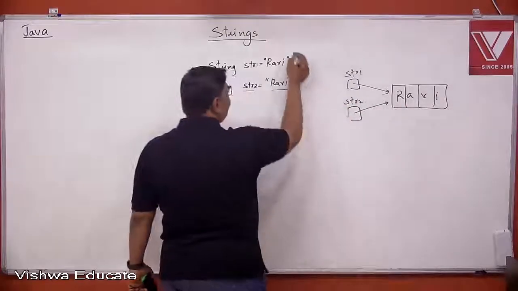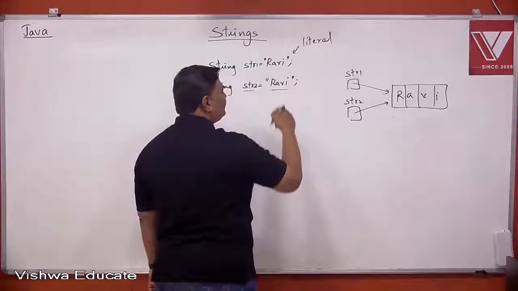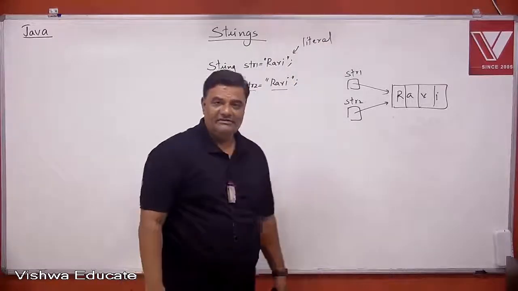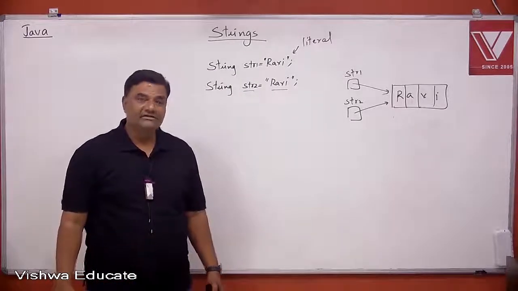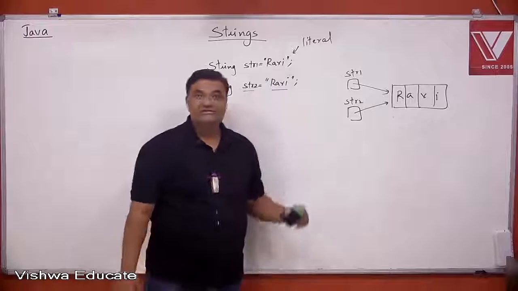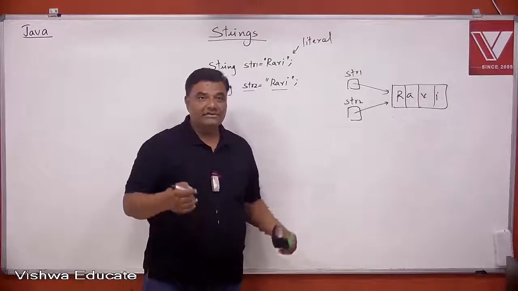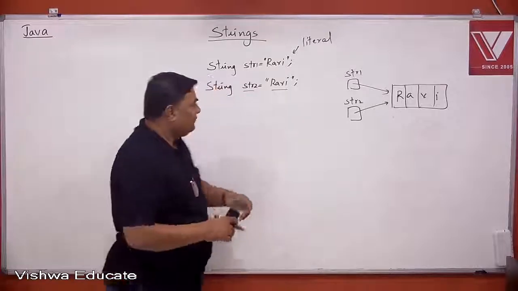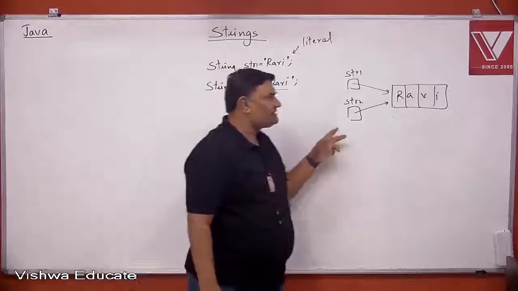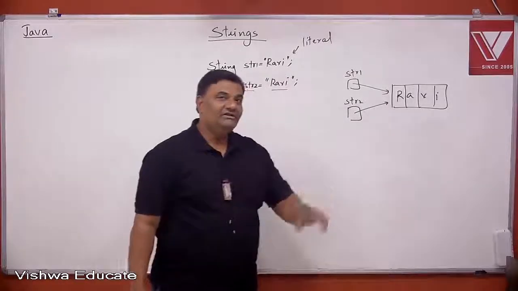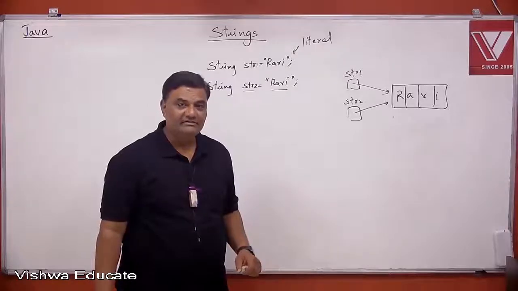So that's why we call it a string literal. Literal means the constant values. We already studied different types of literals. Instead of object, we call it a literal. The reason is, if you are using the same literal, then the references will point to the same object. It will not create a different object. This is one important fact.